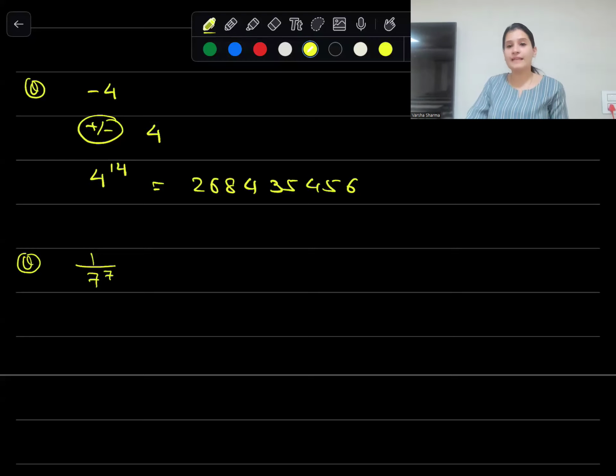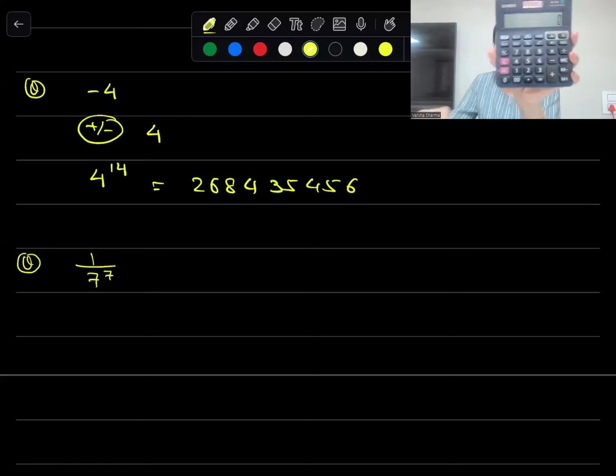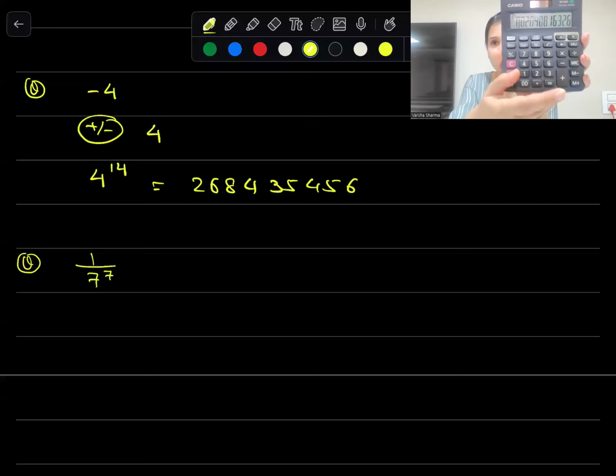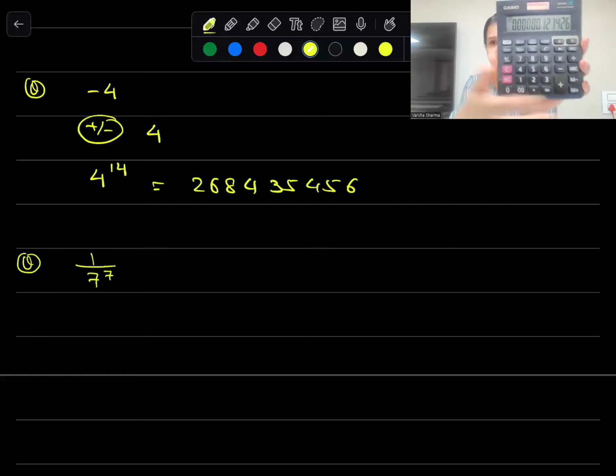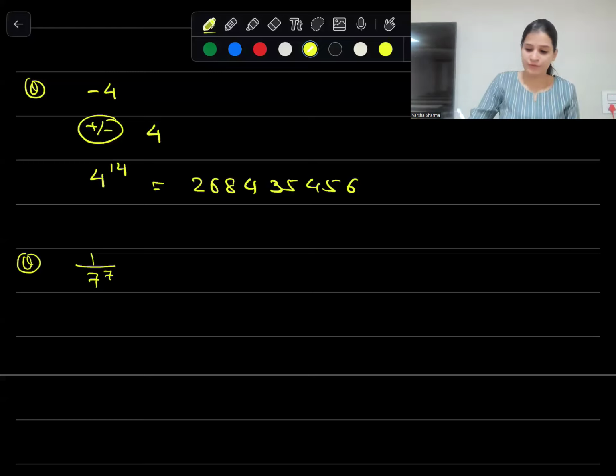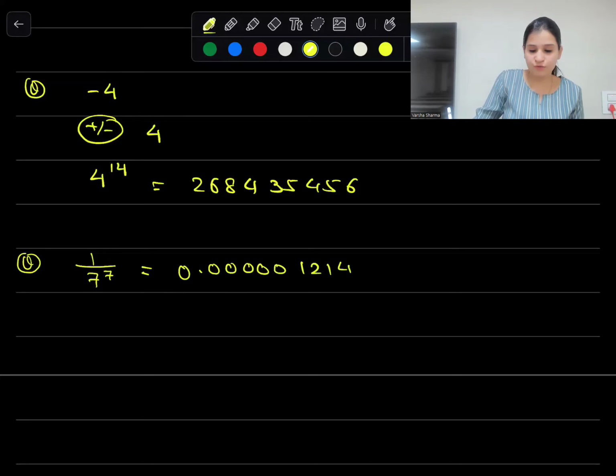Find this. 1 upon 7 raised to the power 7. I got it, ma'am. Very good. Okay, here. So 1 divided by 7, then 1, 2, 3, 4, 5, 6, 7. Is this your answer? Yes, ma'am. So the answer is 0.00000121426.